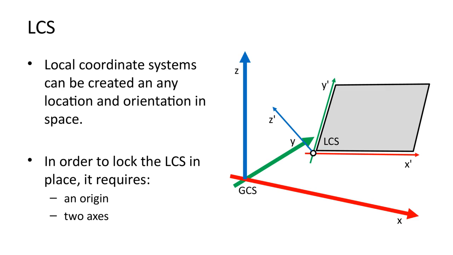In addition to the default planes, a local coordinate system can also be created in 3D at any location and orientation. In order to lock the coordinate system in place, 1 point and 2 vectors are required. The point defines the origin. The 2 vectors define 2 of the axes. Placing such a coordinate system is usually done relative to some existing geometry. Let's have a look at a few examples.